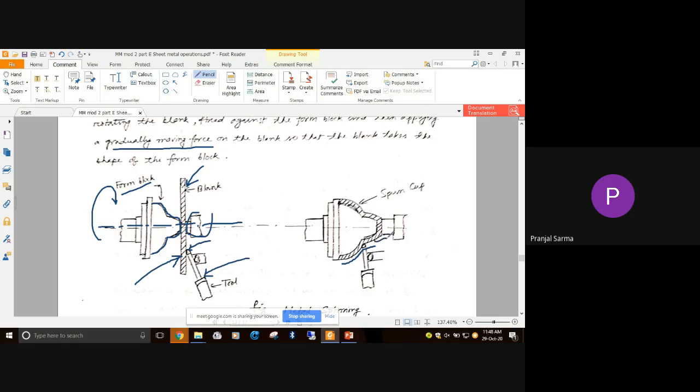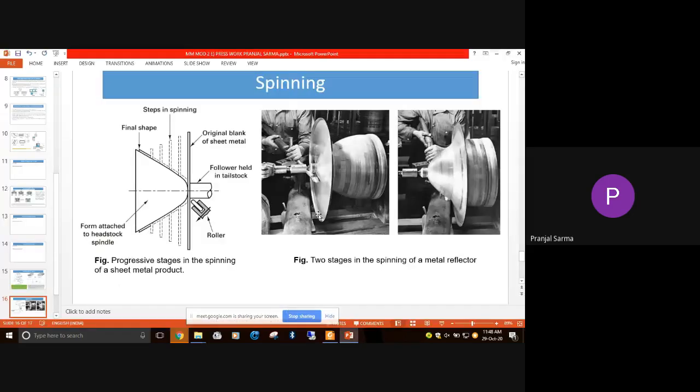So this hatch mark is the final shape. If you look at this figure, it will be more evident. Here the progressive stages in spinning of a sheet metal product have been shown. We have the original blank of sheet metal, that is the workpiece, and we have the form stock, the form metal block. If we do this process in a lathe, then this block has to be attached in the headstock spindle, and the original blank will be held in the tailstock.